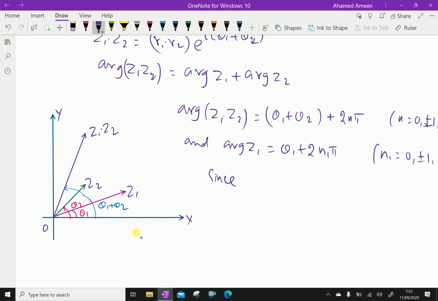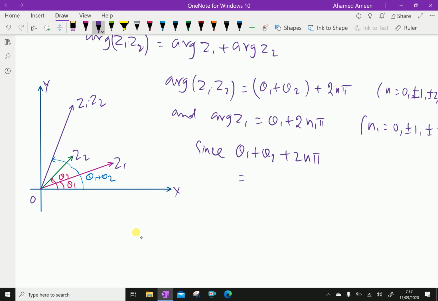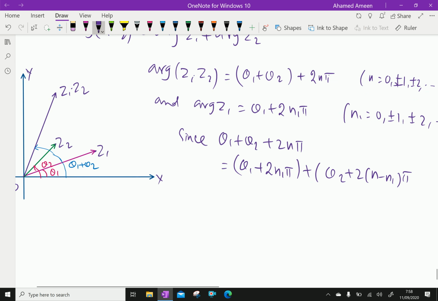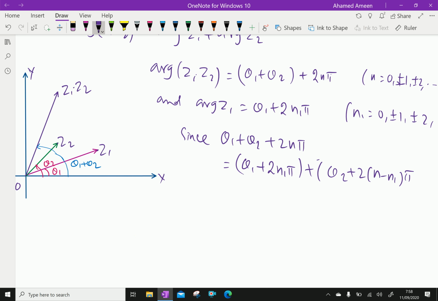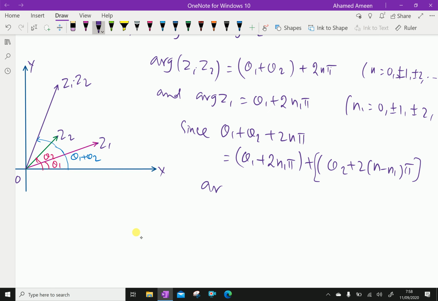Since we have theta 1 plus theta 2 plus 2n pi equal to theta 1 plus 2n1 pi plus theta 2 plus 2 into (n minus n1) pi. Therefore, from that we can say arg of Z2 can be expressed in terms of theta 2 plus 2 into (n minus n1) pi.